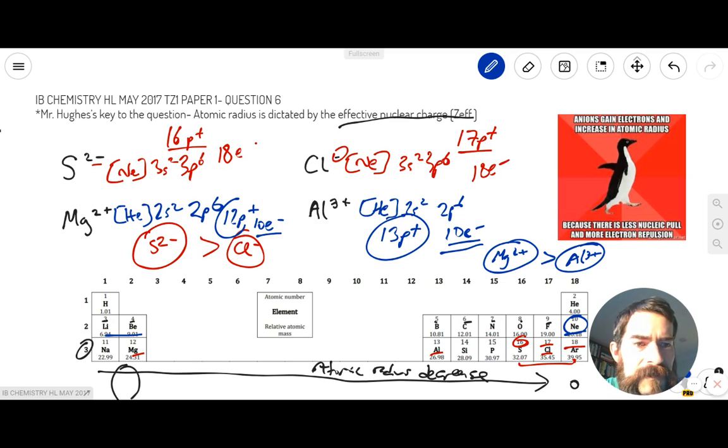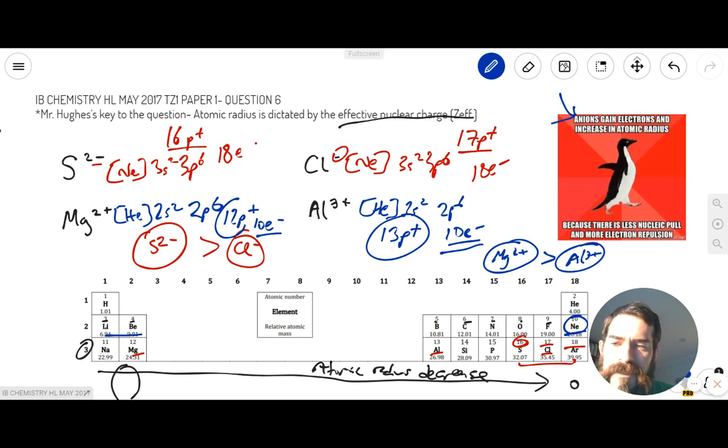And we have this little meme up here. Well, it's not really a meme, actually. It's just a good piece of chemistry advice. So anions gain electrons and increase in atomic radius. And this is because there is less nuclear pull, or a reduced effective nuclear charge, and more electron repulsion. So the anions were always going to be bigger than the cations.